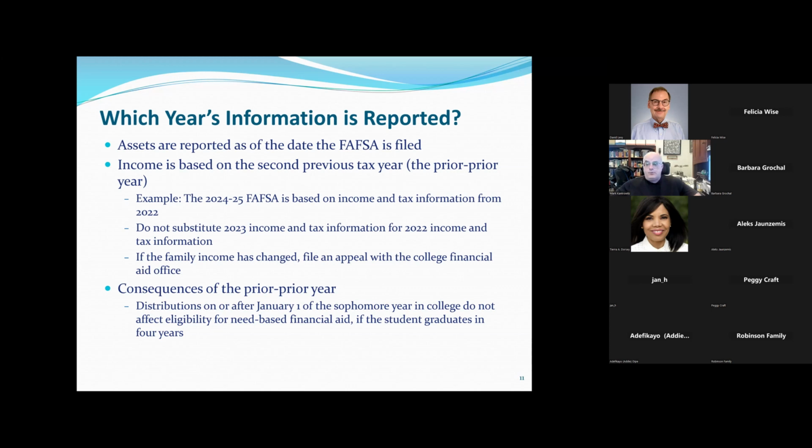Because income is reported from the prior year, any distributions that are received on or after January 1st of the sophomore year in college will not be reported on the FAFSA if the student graduates within 4 years. If the student takes longer to graduate, the income might have an impact. If there's any uncertainty about when the student will graduate, some families will wait until after the FAFSA is filed or even after the student graduates before taking distributions from 529 plans, retirement plans, and the like, because those might artificially increase income.